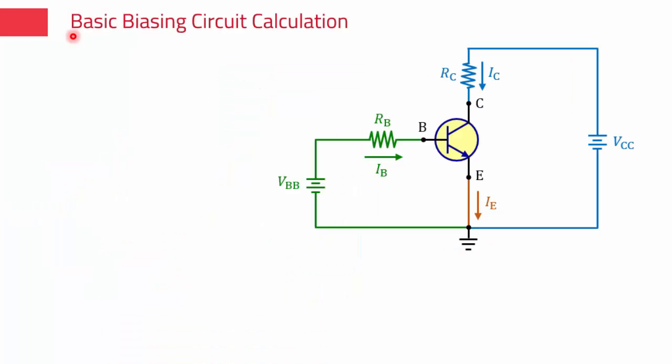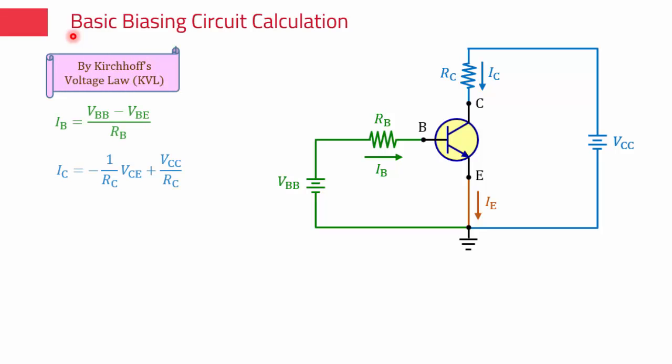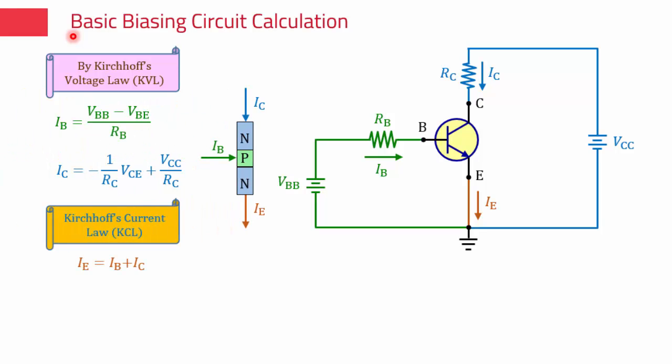Let's summarize the current equations of this common emitter circuit. By applying Kirchhoff's voltage law, we derive the base current equation and the collector current equation. By applying Kirchhoff's current law, we have the third equation. The emitter current is equal to the sum of the base current and the collector current.